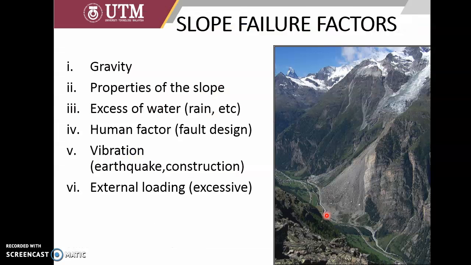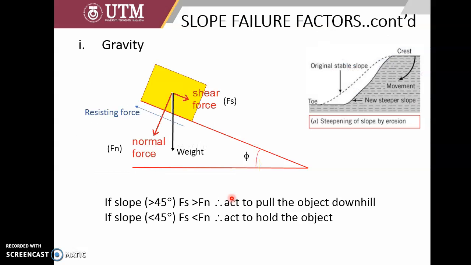Okay, so these are the factors of slope failure, some of the factors. It could be due to gravity, properties of the slope, excess of water, especially rain, heavy rainfall, human factor, faulty design, vibration, which can come from earthquake, blasting or construction, and of course external loading, excessive external loading that couldn't be borne by the slope.